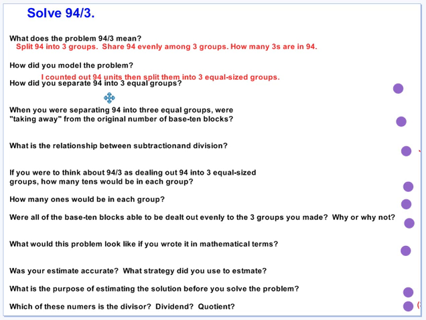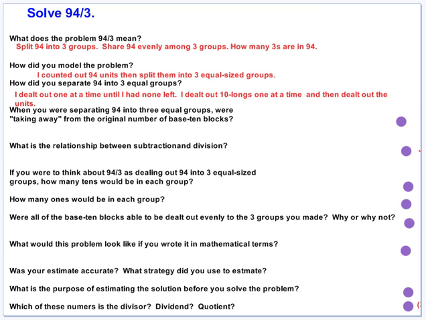So then how did you separate your 94 into your 3 equal groups? Maybe this is what I could have done, is dealt out 1 unit at a time until I had none left, which was what I was saying. Or you could have dealt out 10 longs 1 at a time and then dealt out the units. That would have been quicker instead of doing 1 unit at a time. So there's several different ways that you could have performed this division problem.